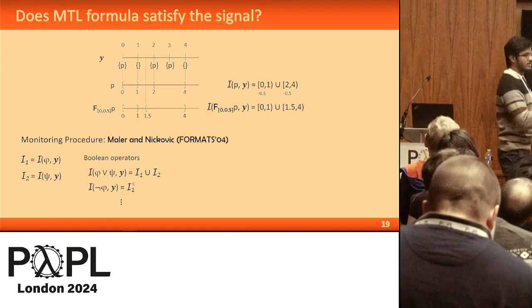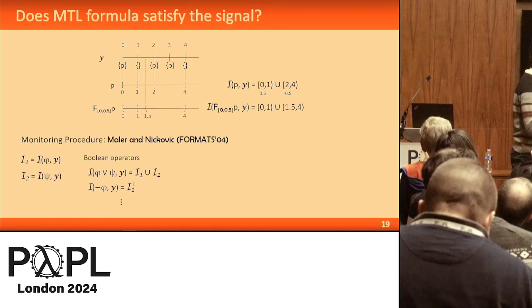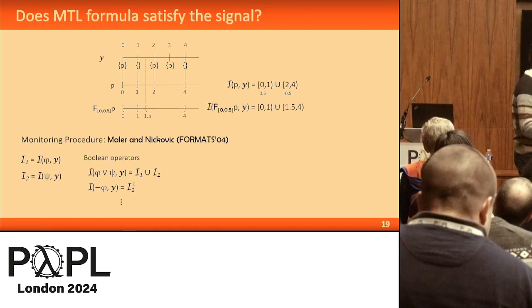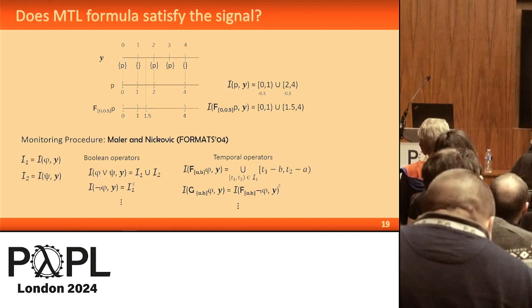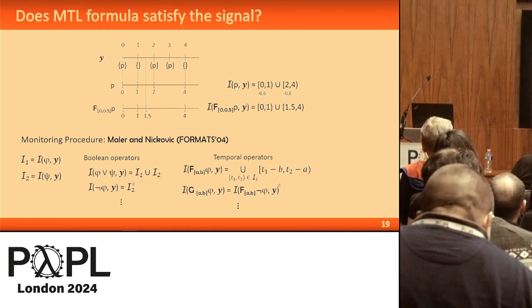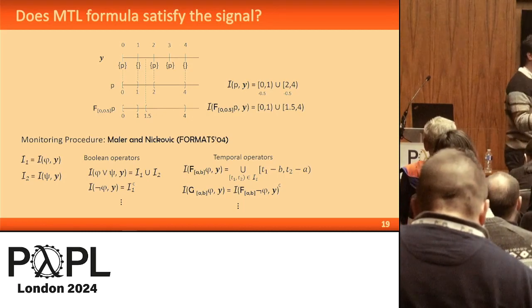You can calculate not phi by negating the intervals where phi holds. The temporal operators, for example F a, b phi, you can calculate by shifting the intervals where phi holds.